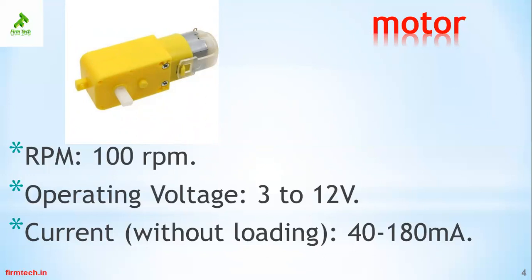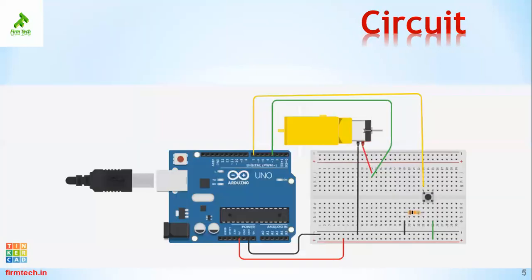And for the demonstration, I will connect it through the driver IC. So first, just to make you understand the working, I am connecting it directly to the Arduino board. The motor which we are about to use is 100 RPM. We can have motors from 100 to 300 RPM also, but we are interested in this 100 RPM motor. And the operating voltage is 3 to 12 volts.